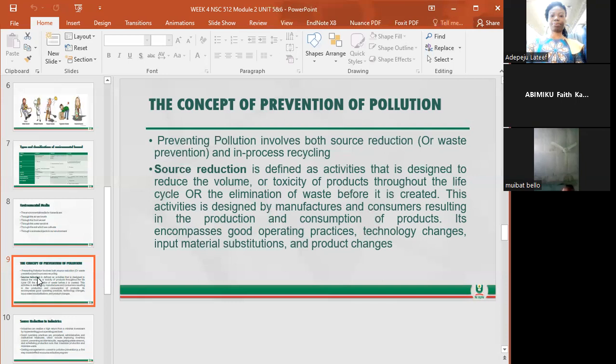prevention of pollution. An example that I want to bring to your notice is how we dispose of polythene, how we dispose of our waste. You get to some environments where it's not nice at all to behold, the way things are littered.